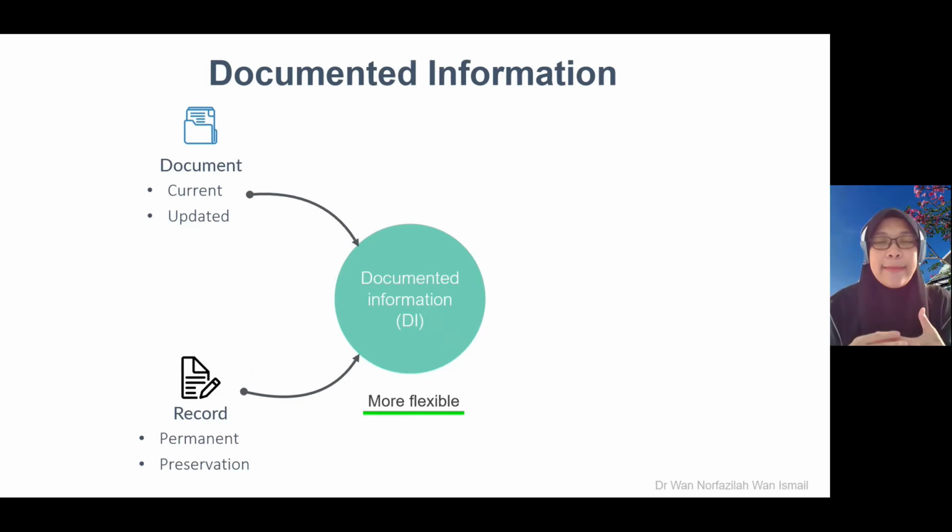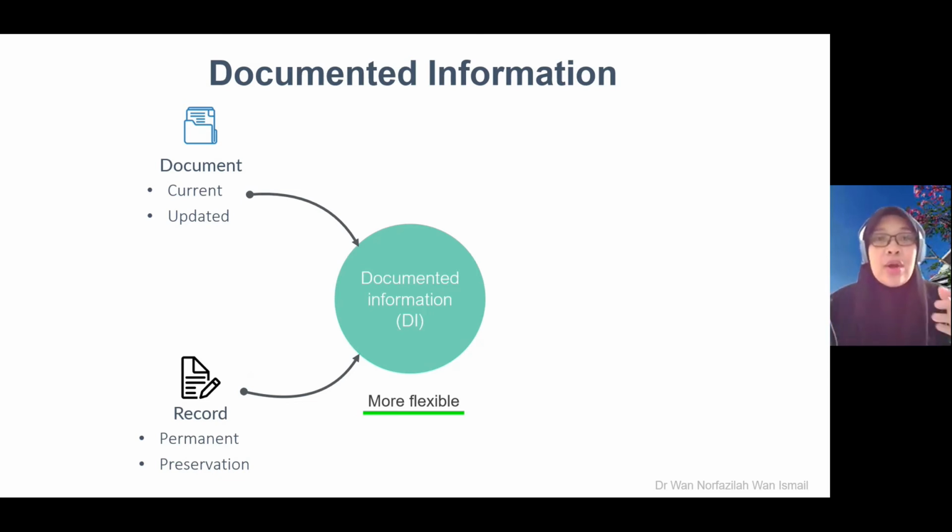contoh dokumen adalah manual. Manual you kena current, kena updated. So kalau ada perubahan, kena fulfill the current situation lah dekat industries. That's why lab manual ni kita akan update from time to time based on industries needs. So that one falls under document. Tapi untuk record is permanent and preservation. You cannot do any editing on the record.